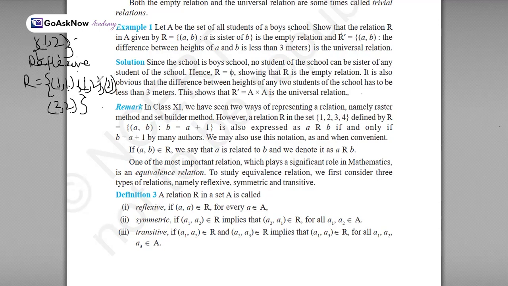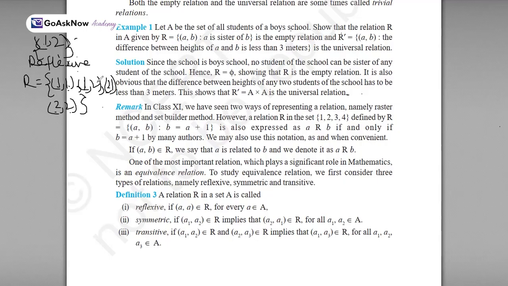So this is the basic difference between an identity relation and a reflexive relation. In an identity relation you must have only (1, 1), (2, 2), (3, 3), only these types of ordered pairs, not (1, 2) or (2, 1). But you can have (1, 2) and (2, 1) also in a reflexive relation. So this is one difference between a reflexive and an identity relation. I hope that you got the point. What is a reflexive relation?